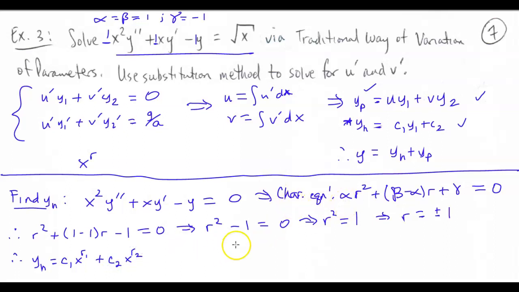Okay, where my r sub 1, I will allow that to be -1. And my r sub 2, I'll allow that to be +1. And of course, x raised to the +1 is just x itself. And x raised to the -1 will just be 1 over x. But I'm just going to leave it as x raised to the -1 to keep things simple.